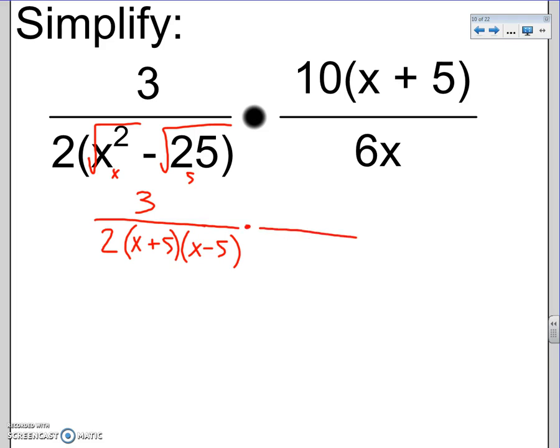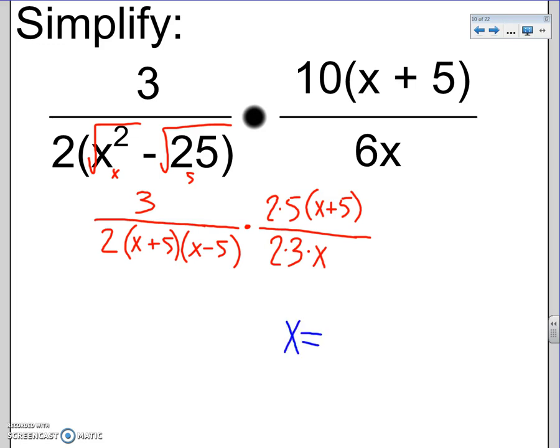Times, for this top left, 10. 10 is not prime. I can break that down. That's 2 times 5. That inside, x plus 5, is prime. It's linear with no GCF because I did the GCF for us. This last one, 6x, that's one term. I can break it down. 6 is not prime. 6 is 2 times 3. And then x. Right, now technically I do want y'all to see the restrictions, so let's just write them inside.